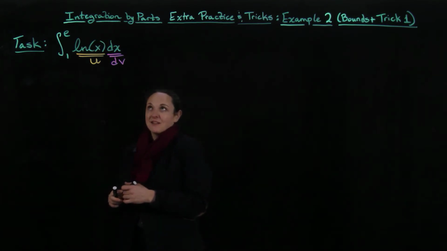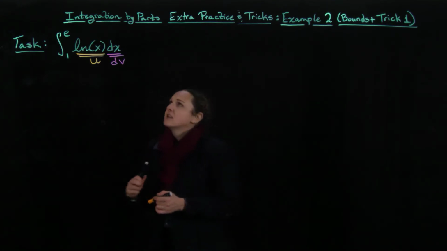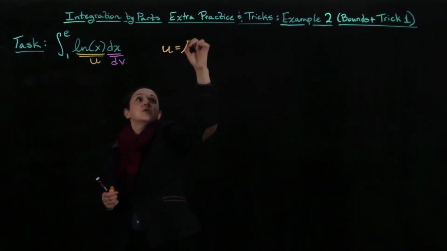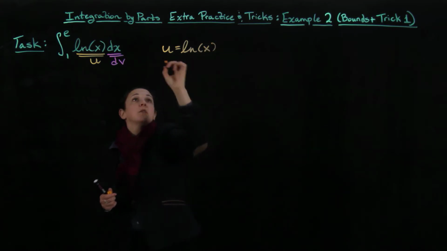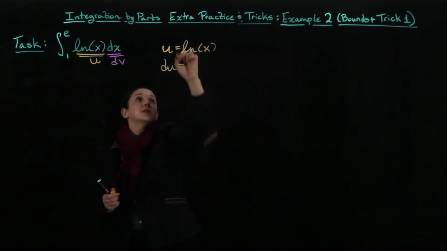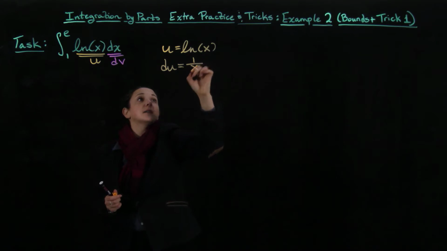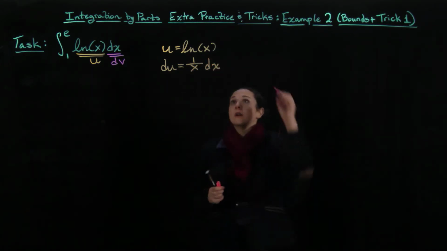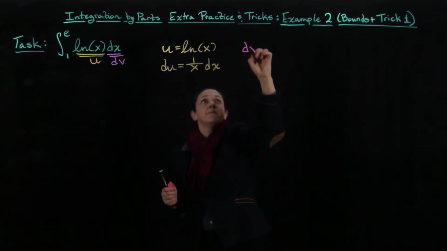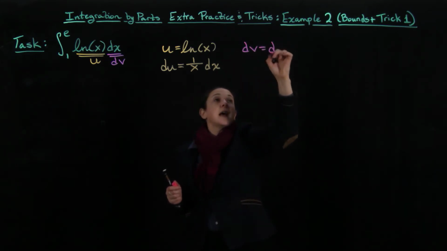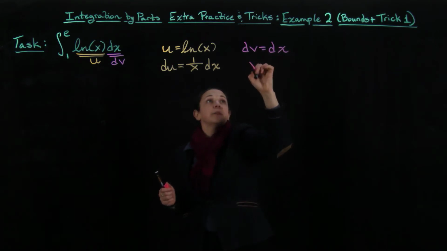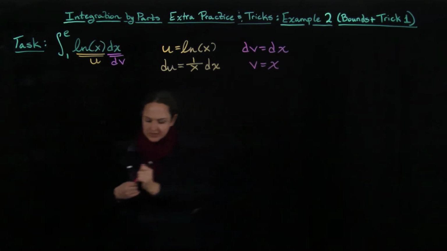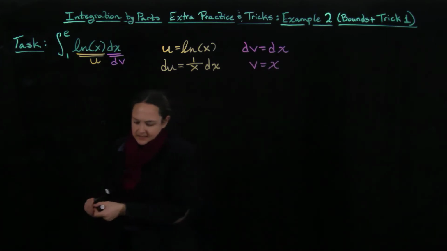a copy of x. Okay, so let's just work through this. We have u equals natural log of x, which gives me that du equals, so I take the derivative of this, 1 over x dx. And then my dv is going to equal dx, which gives me that my v is going to equal x. You can see that these are much easier functions to deal with, and then we're just going to continue on.